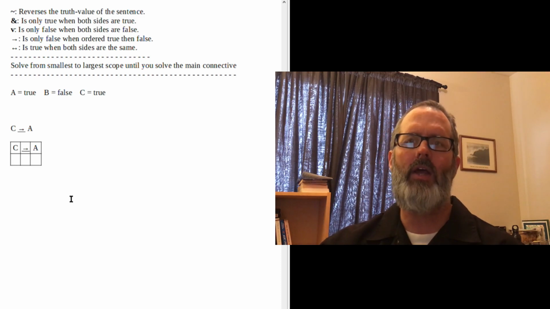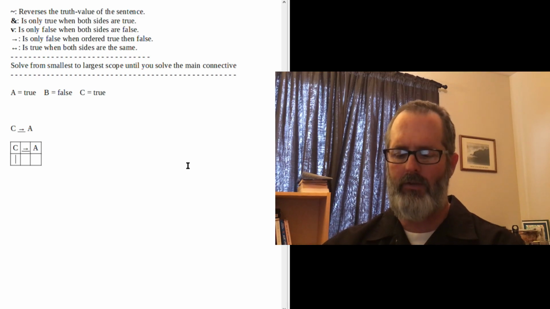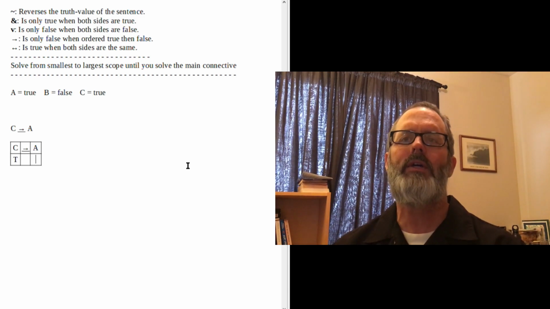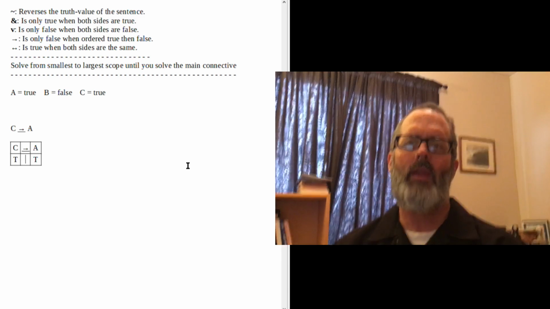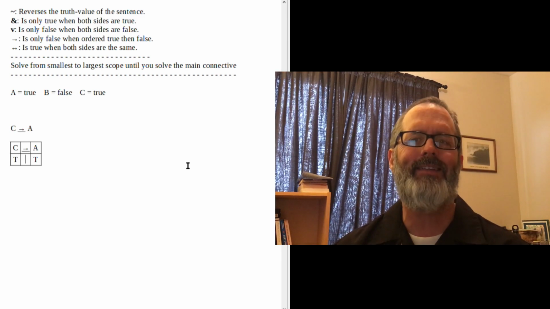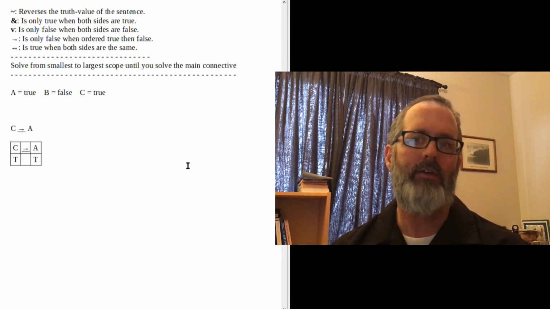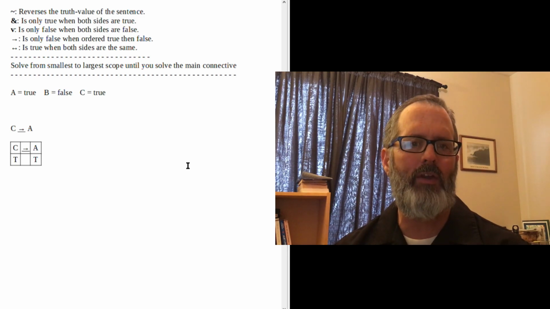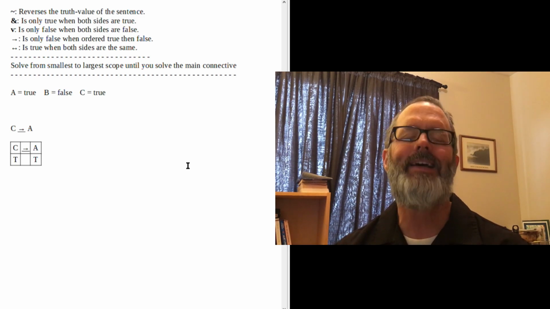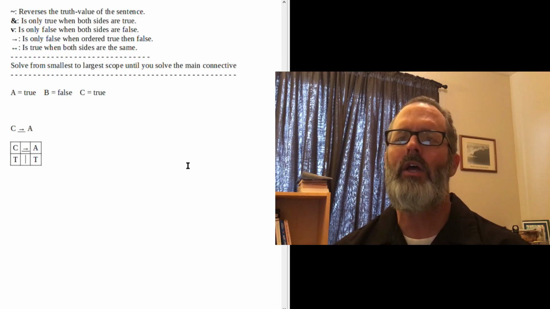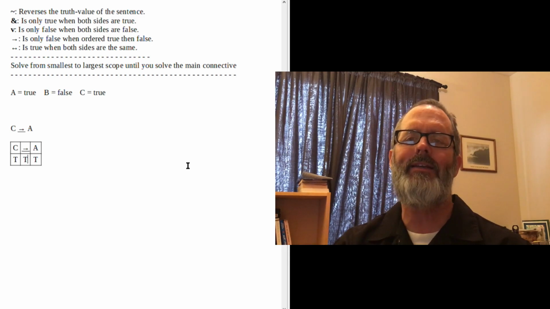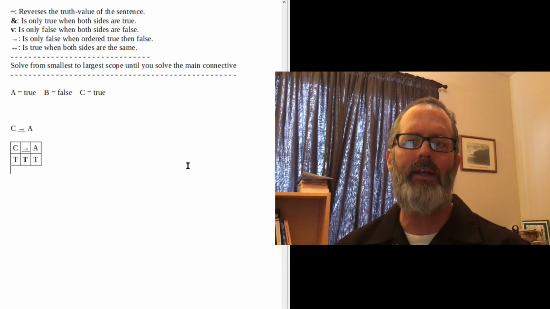What are our steps? We work from smallest to largest scope. Smallest scope will always be the basic sentence letters. C is true. A is also true. So now we are solving in terms of this conditional. A conditional is only false when ordered true then false. Is this one ordered true then false? No, it's not. So this one is true. That is my main connective. So if I was writing, I would circle it. That is the value under the main connective. I have solved the sentence. The sentence is true.